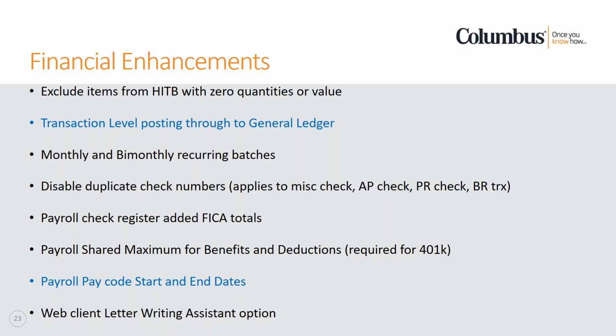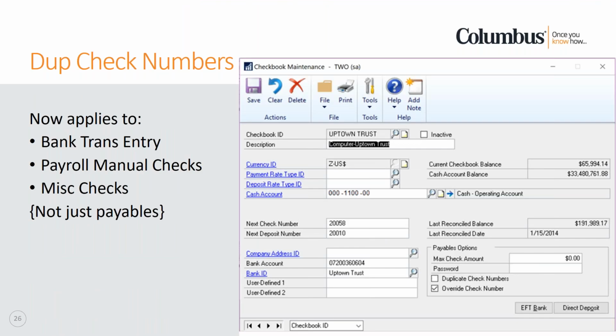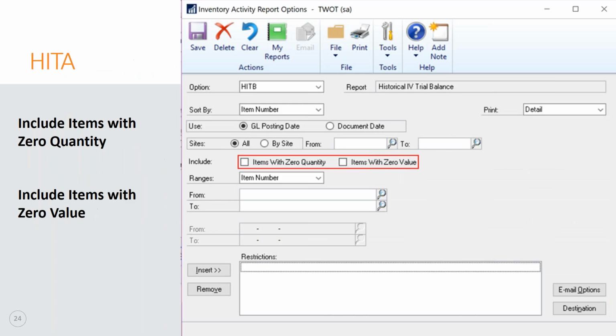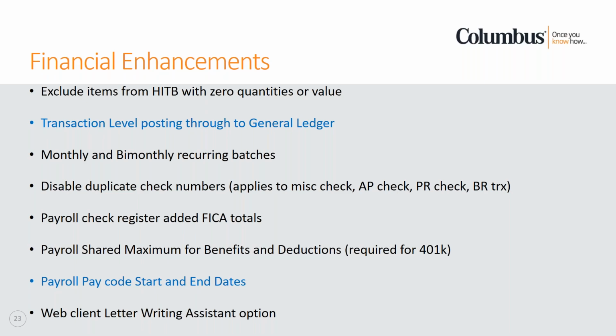And so let's flip over and take a look here. So here's my checkbook setup or checkbook maintenance. There's nothing to do once we check the override check number way down at the bottom on the right side there, that's got the checkbox marked. Once we do that, that enforces that in the bank transaction entry and in the miscellaneous check. And so again, that always worked in payables and payroll, but did not work in the other two parts of the system. And so that caused some people a little bit of a snag there.